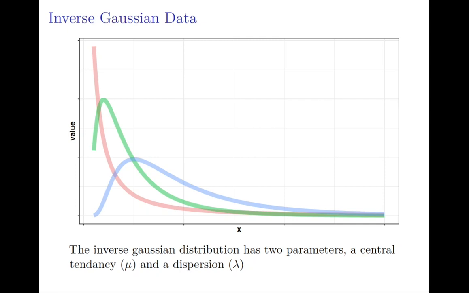Okay, and so the final distribution or generalized linear model type we're going to talk about is inverse Gaussian data. This is a personal favorite of mine, so I thought I'd throw it in. But it's really nice because, one, it's continuous, and two, it is described by two parameters, a central tendency mu and a dispersion parameter lambda. And this can be really useful because it's so flexible. When you have two parameters, and they're continuous, these distributions can fit quite a lot of data sets.